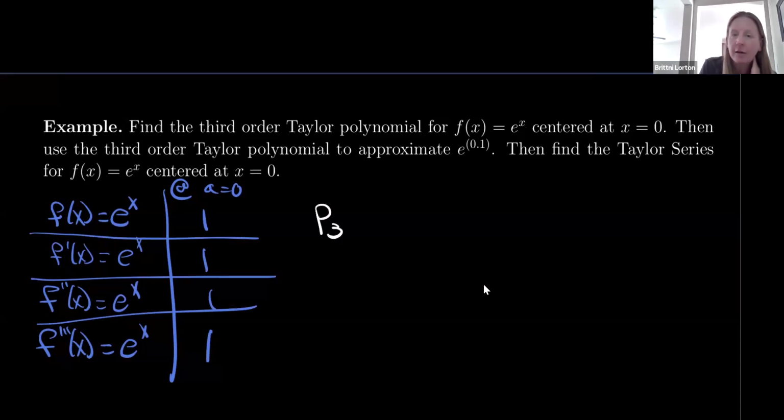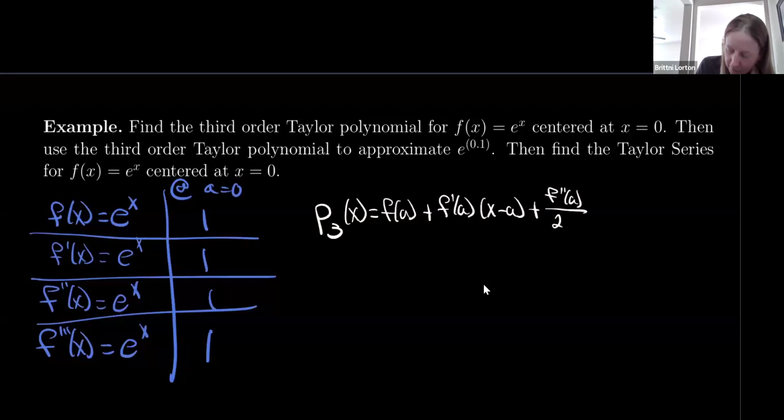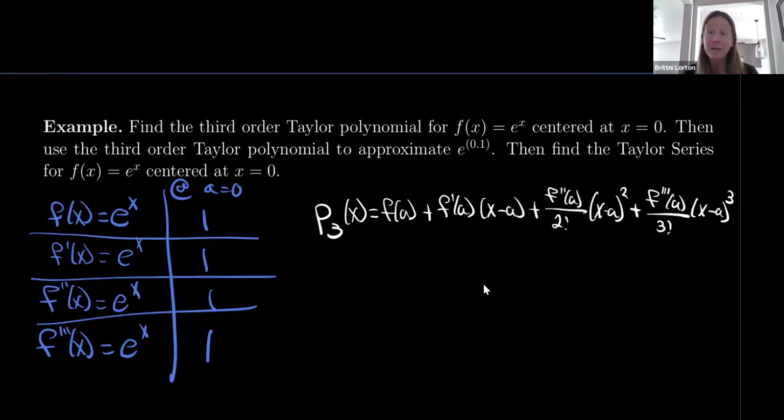Let's write down the Taylor polynomial one more time. Third order Taylor polynomial is going to be f of a plus f prime of a times x minus a plus f double prime of a over 2 factorial times x minus a squared plus f triple prime of a over 3 factorial times x minus a cubed. The more you write it down, the easier it's going to be for you to remember it. So if you write that in your own handwriting, then we can just plug in what we have.